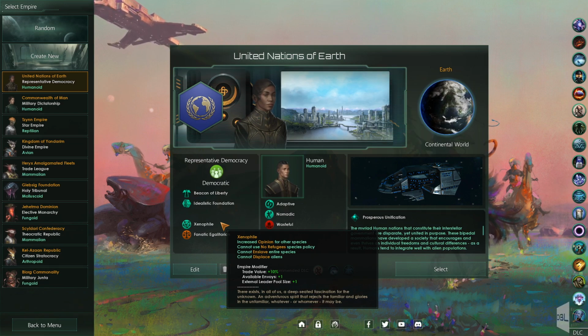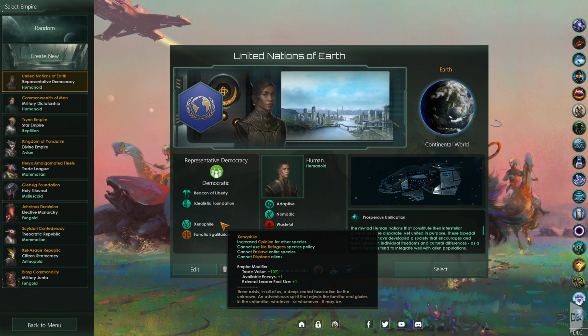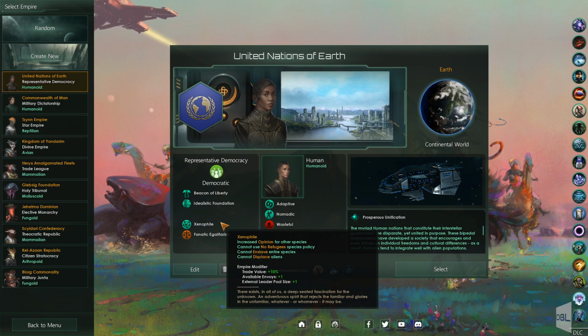Empire modifier, trade value plus 10%. Available envoys plus 1. External leader pool size plus 1.